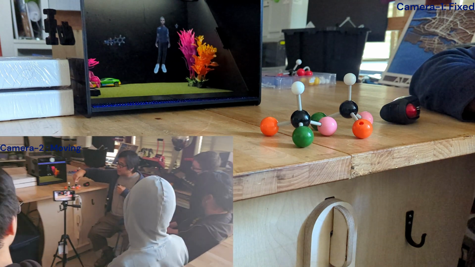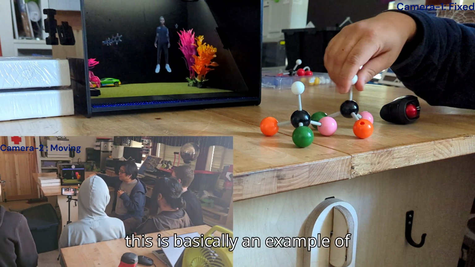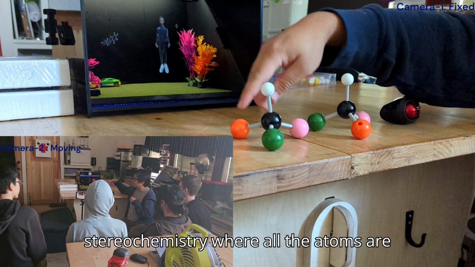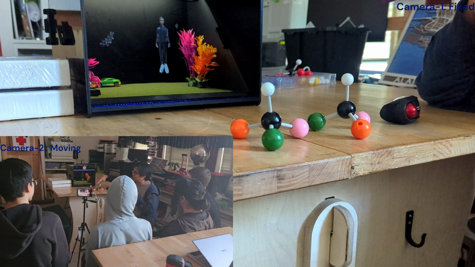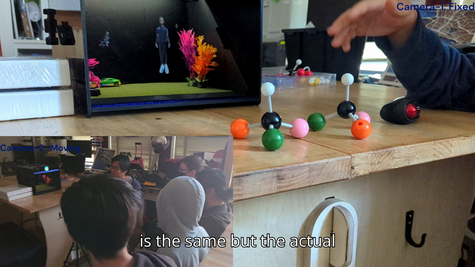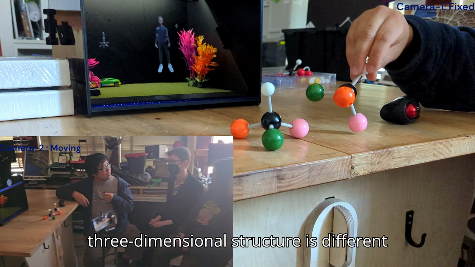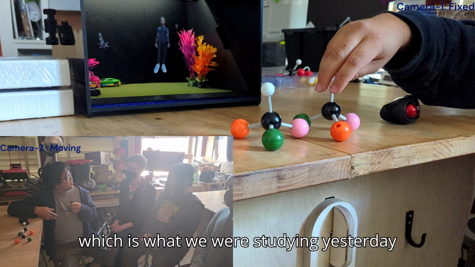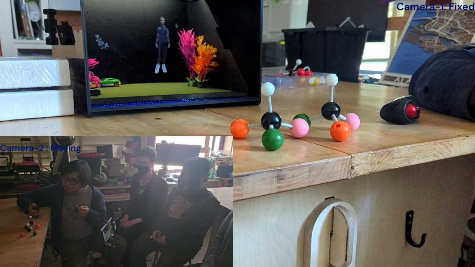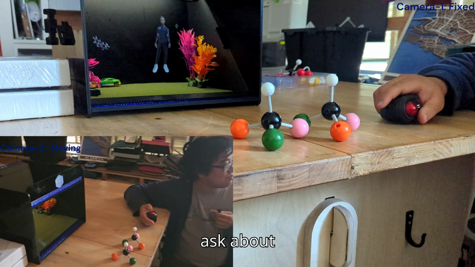So this is basically an example of stereochemistry, where all the atoms are the same and the way that they're attached to each other, the bonding order, is the same, but the actual three-dimensional structure is different, which is what we were studying yesterday. Anybody got any questions they want to ask about?